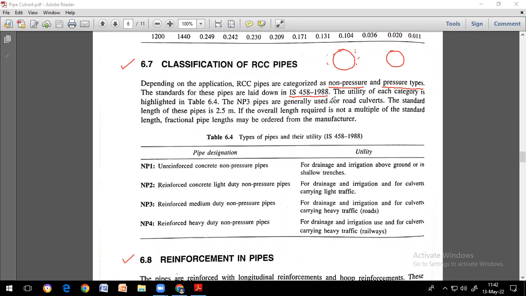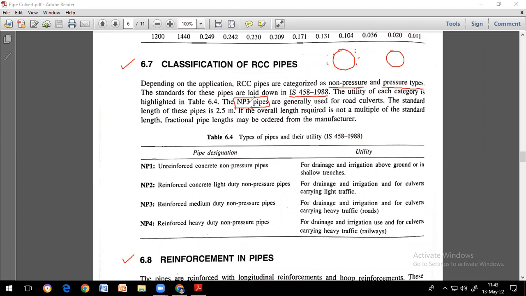So this code is talking about the diameter and the size, everything. The pipes are going to be categorized under NP3 pipes. Please try to remember, this is very, very important for competition exams. Your pipe culverts are going to be categorized under NP3 pipes. They are generally used for road culverts.